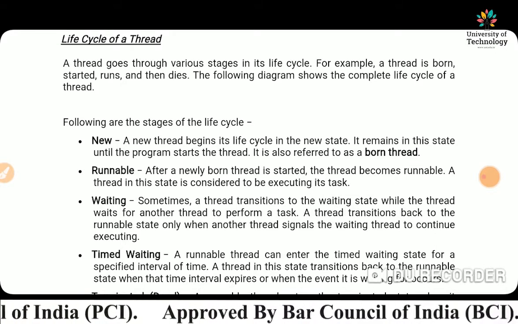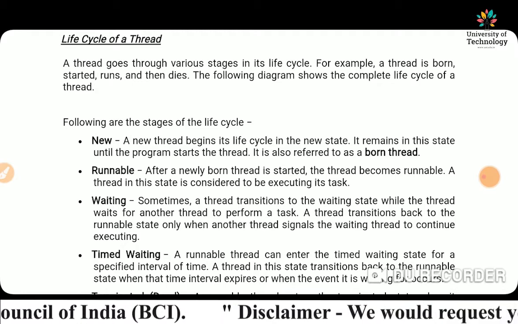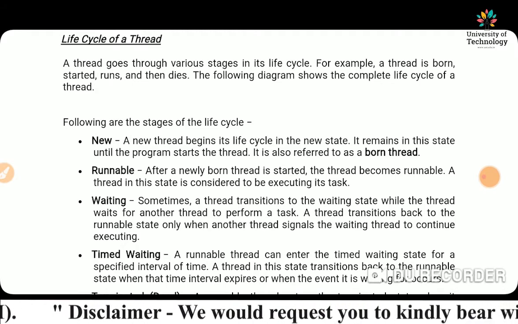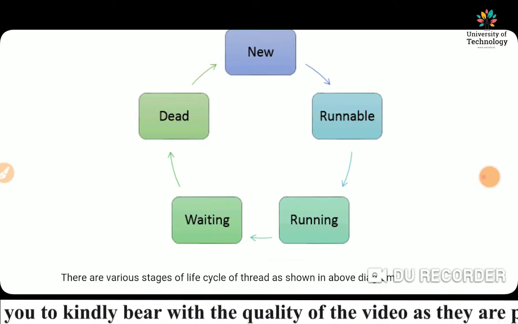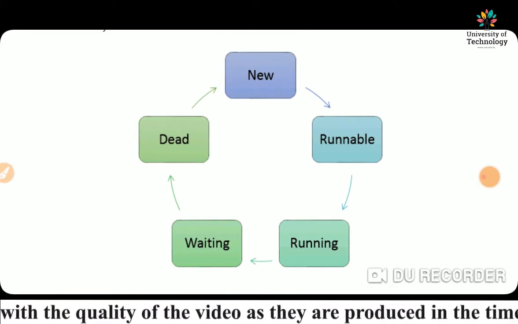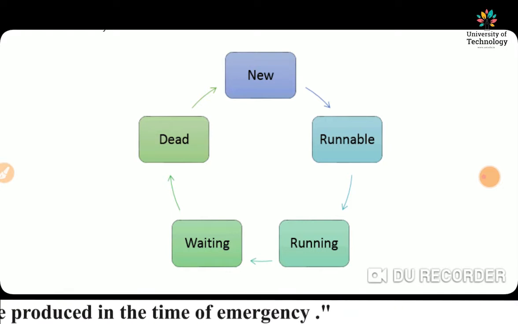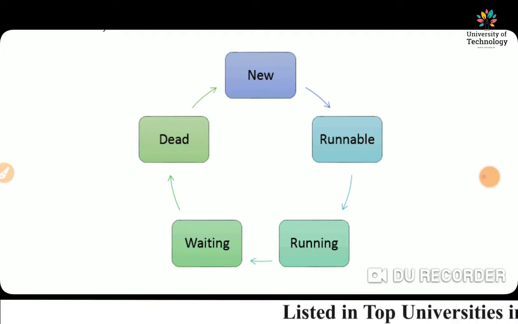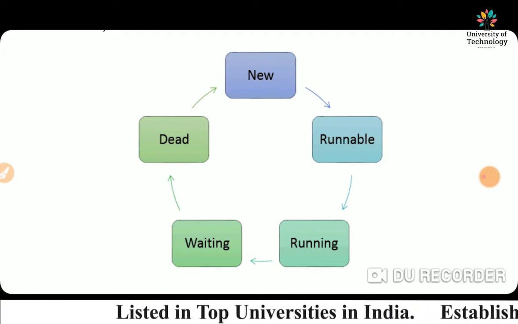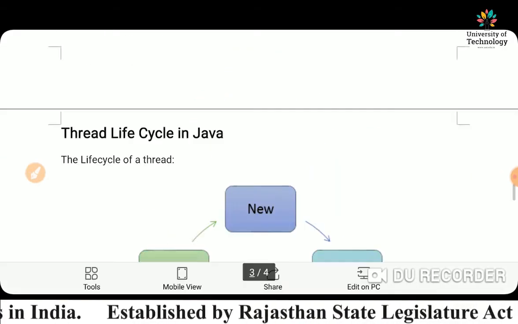Okay. So if we talk about the diagram of the life cycle of a thread, it is new, runnable, running, waiting, and dead. Okay, this is the life cycle of a thread. You can pay attention here: new, runnable, running, waiting, and dead.